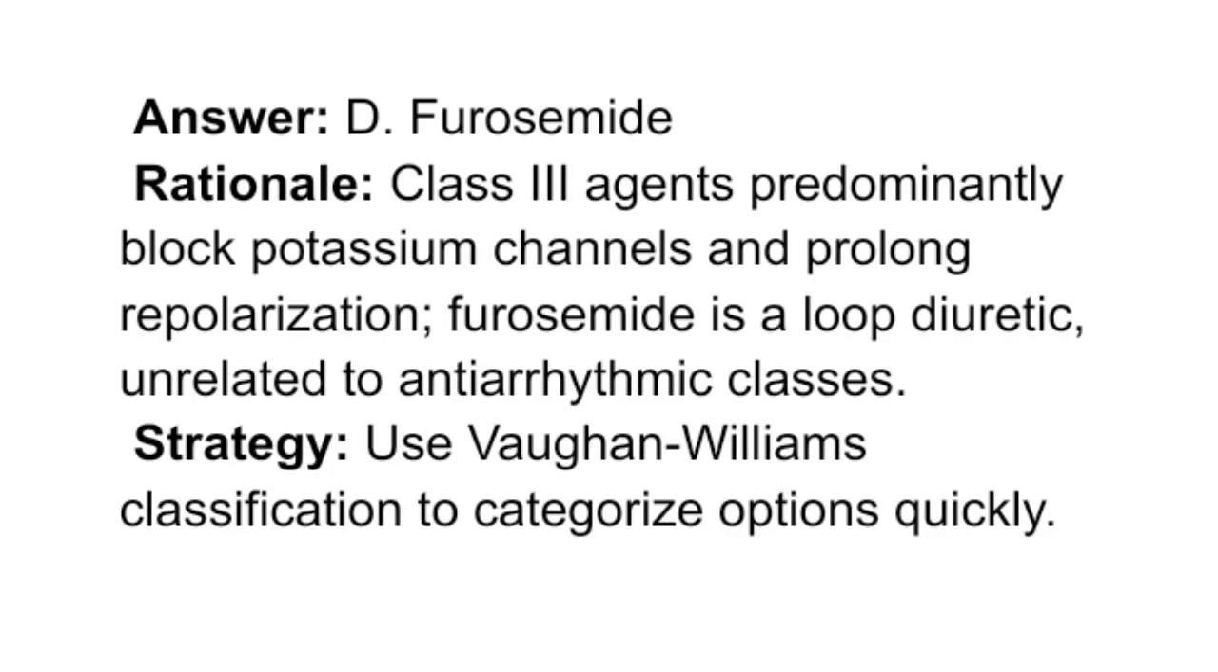Furosemide. Rationale: Class 3 agents predominantly block potassium channels and prolong repolarization. Furosemide is a loop diuretic unrelated to antiarrhythmic classes. Strategy: use Vaughan Williams classification to categorize options quickly.